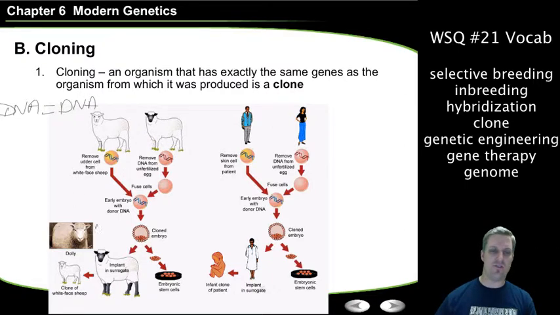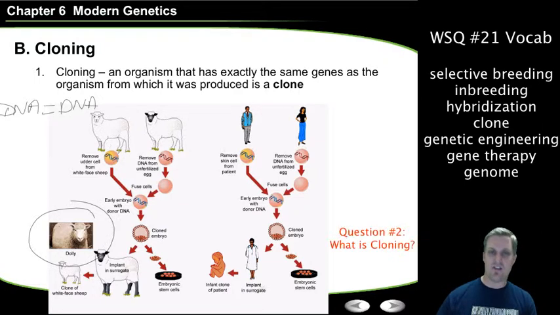They did this first example down here in this drawing. We can see Dolly. What they actually did is they took the udder cell from a white-faced sheep, and then they removed the DNA from an unfertilized egg, so from a female sheep, and they fused the cells together with the donor DNA and then put it into an embryo. So they basically produced this embryo all in a petri dish, and then implanted that into a surrogate.